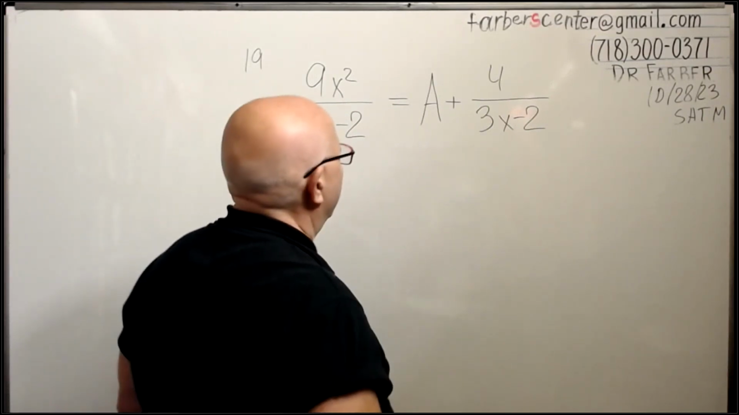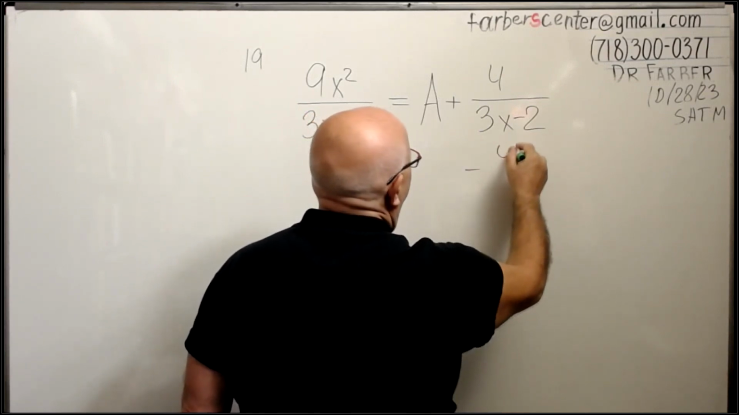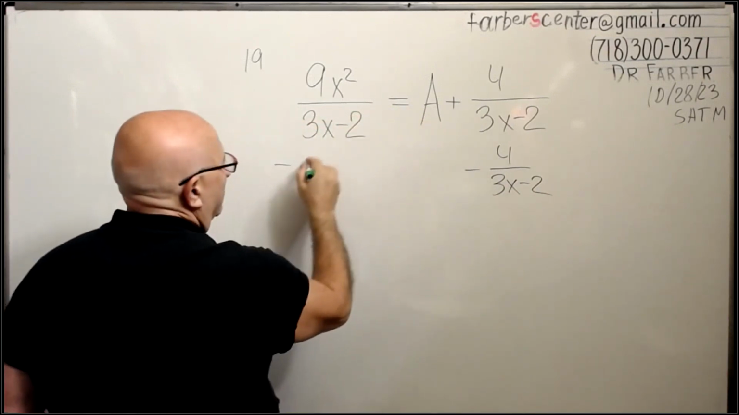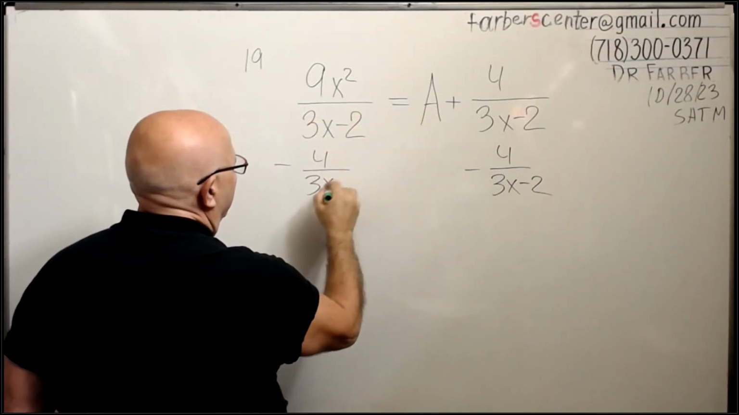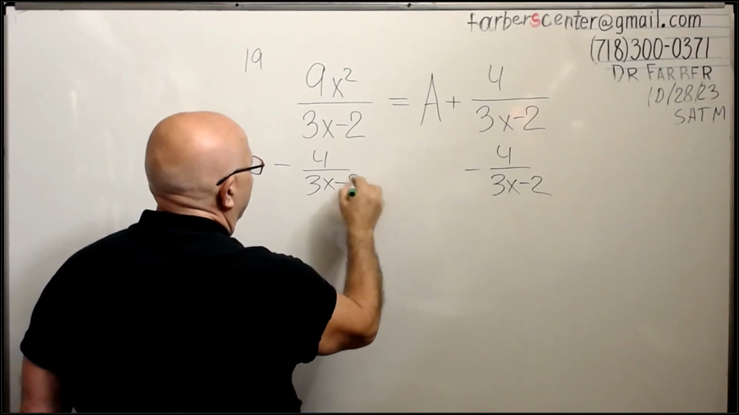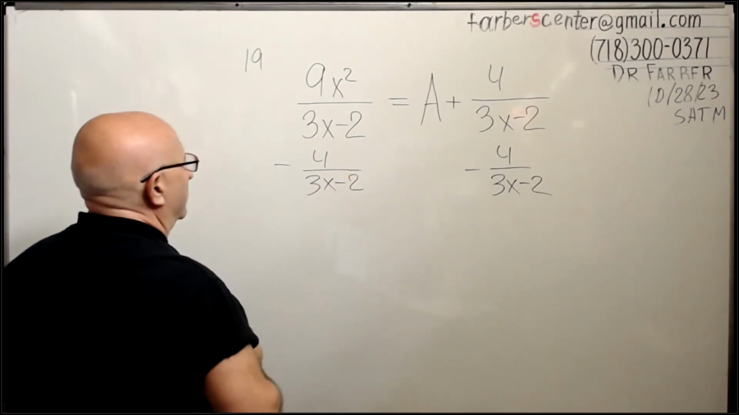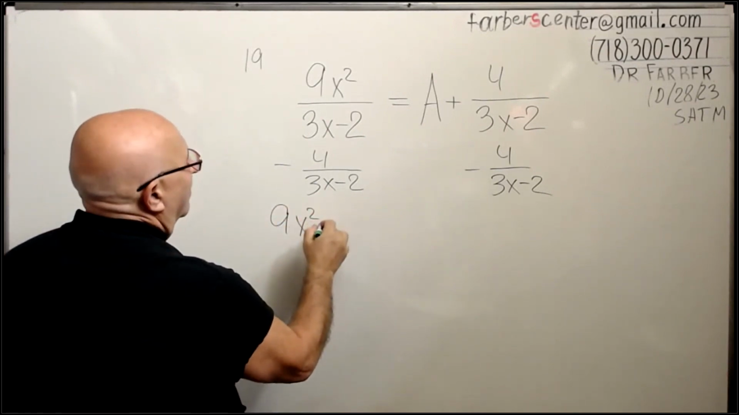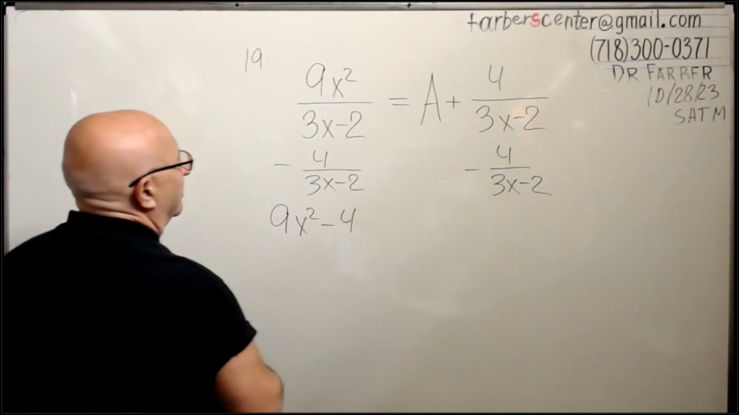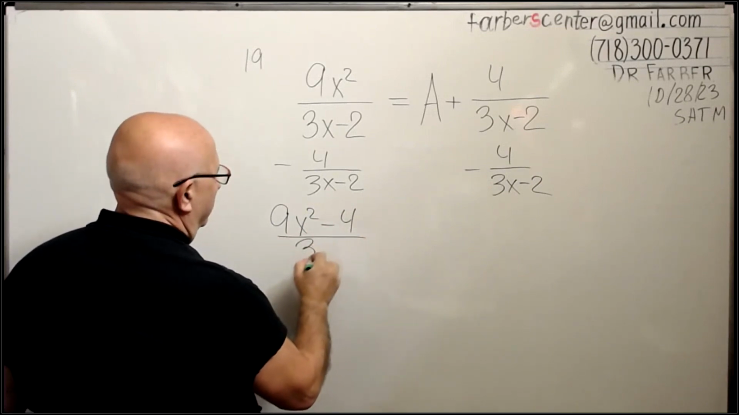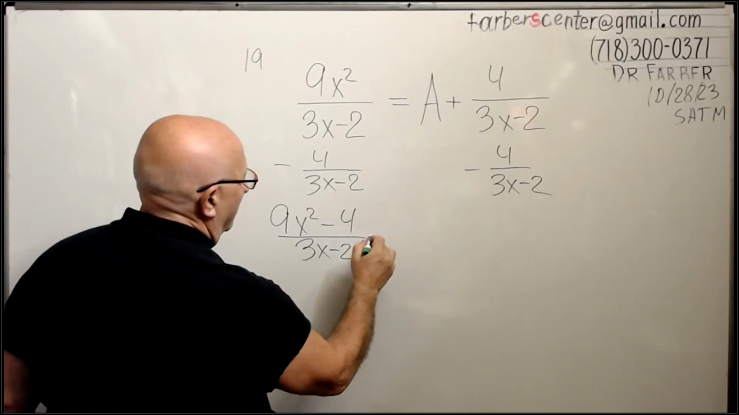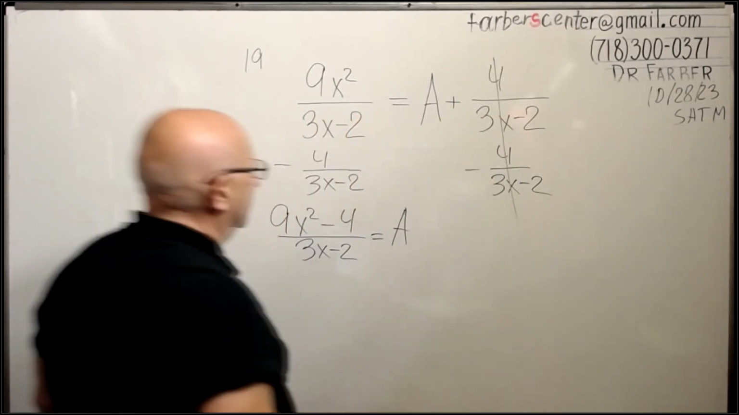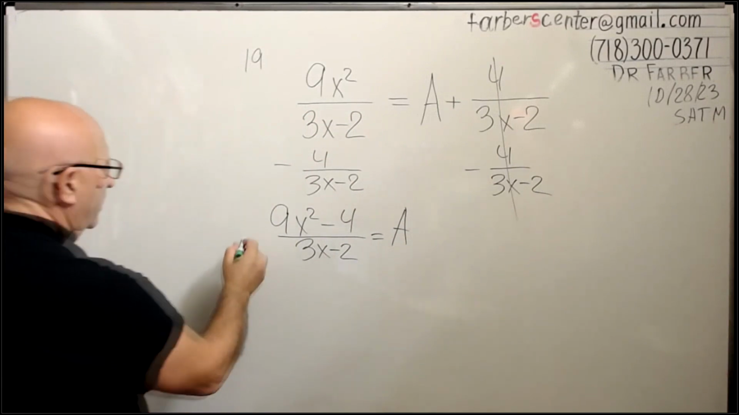What equation? Minus 4 over 3x minus 2, and minus 4 over 3x minus 2 from both sides. Since they have the same denominator, I can write 9x squared minus 4 divided by 3x minus 2 equals to a. And cancel out. Or I go this way.